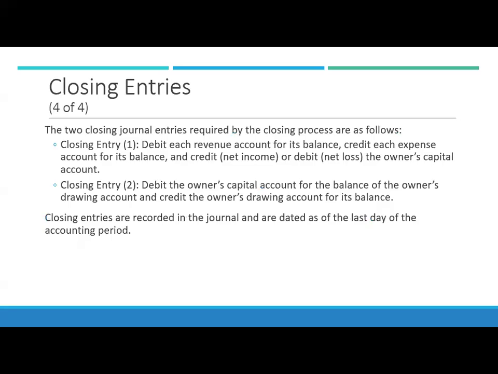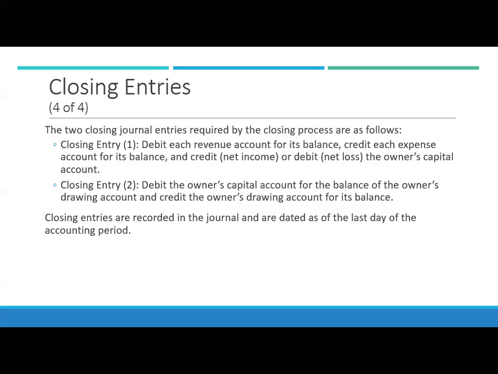And so we debit each revenue balance because revenues have a credit balance. And then we credit all of our expenses. And then we balance the journal entry based on the net income or loss. Then we debit the owner's capital account for the balance of the owner's drawing account, and then credit the drawing account for the balance. And they're recorded and dated as of the last date of the period.